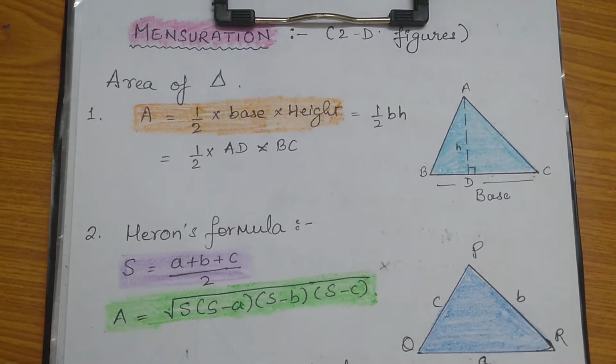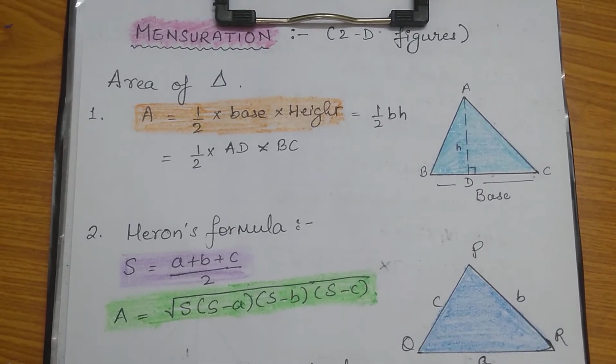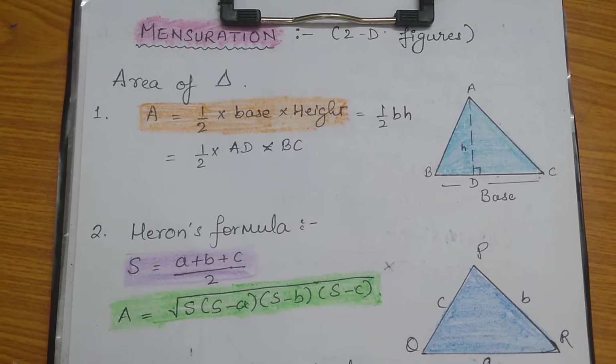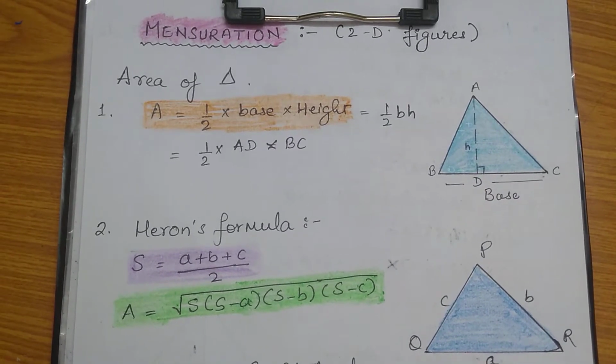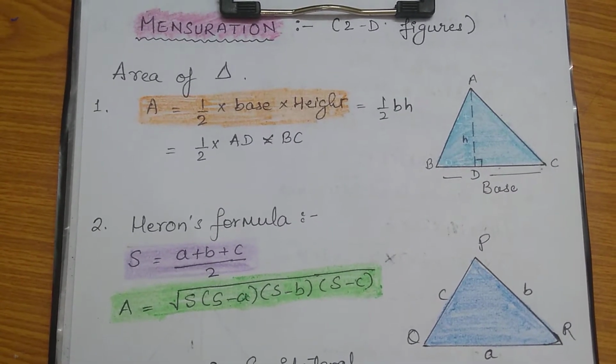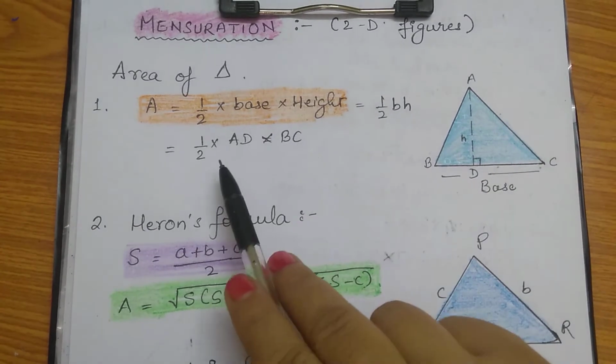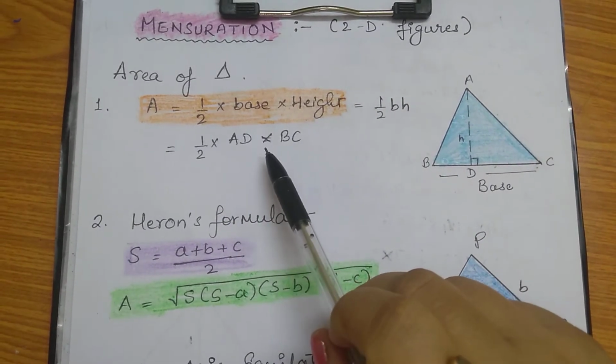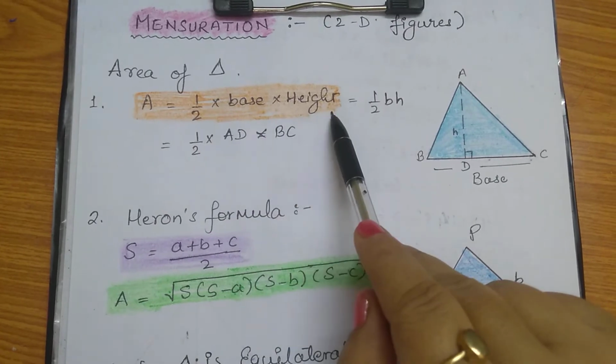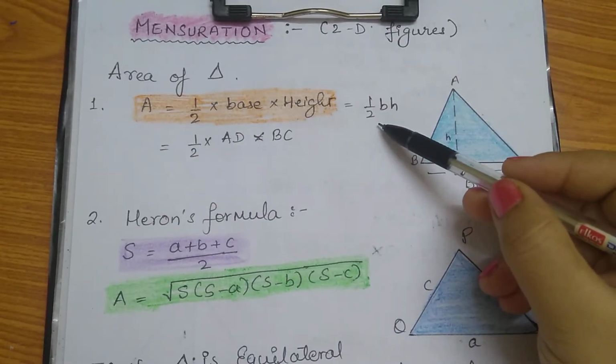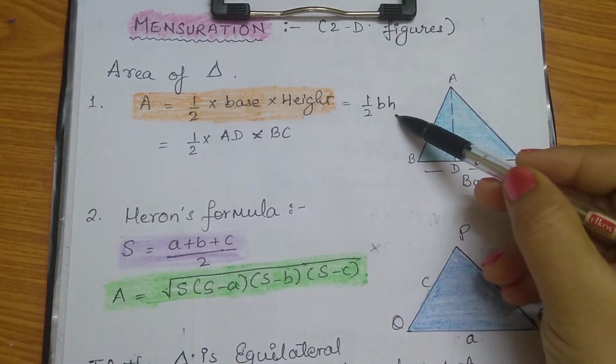Hello students, today's topic is mensuration. Mensuration of two-dimensional figures, and for today's figures I have taken triangle. There are two formulas to find out the area of a triangle. One is half into base into height. In shortcut you can write it half b into h.